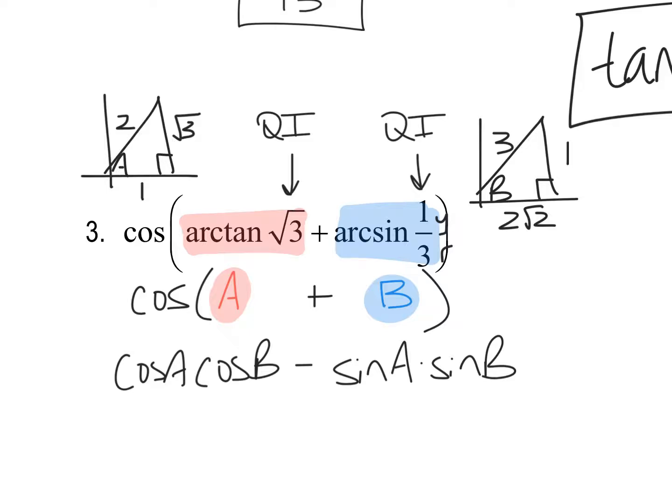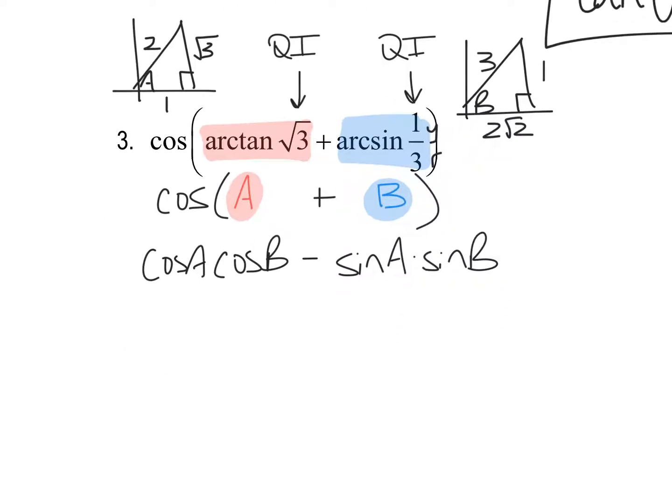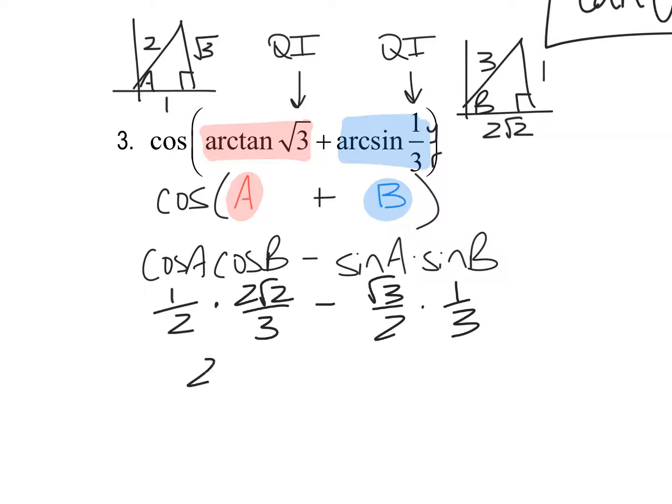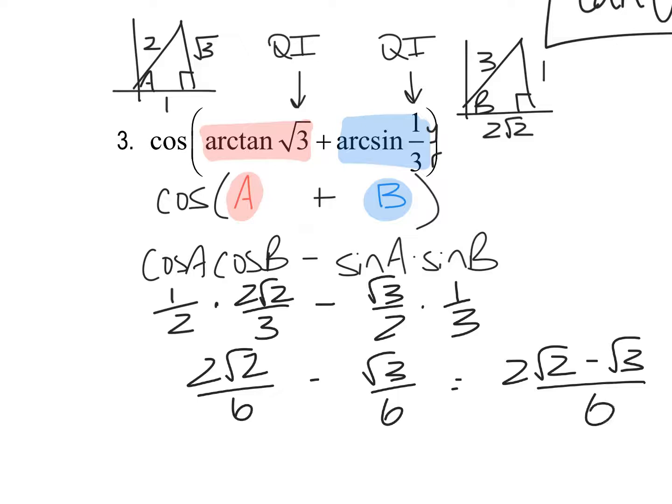Okay, so now that I have these two triangles drawn, all I have to do is apply my formula. So cosine of A, I'm looking up at my A triangle. The cosine is 1 over 2. And then cosine of B, I'm looking over here at my B triangle, 2 radical 2 over 3. And then same thing for sine of A, I'm just looking up at my A triangle, that's radical 3 over 2. Sine of B is 1/3, and I have a little bit of simplifying I can do. This is 2 radical 2 over 6 and radical 3 over 6. So 2 root 2 minus root 3 over 6 is my final answer.